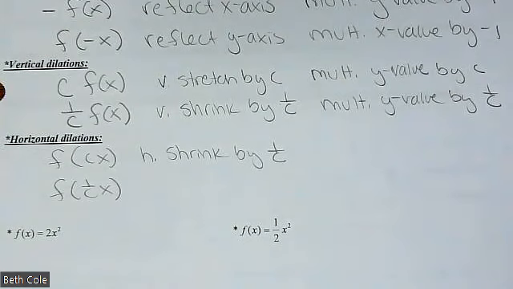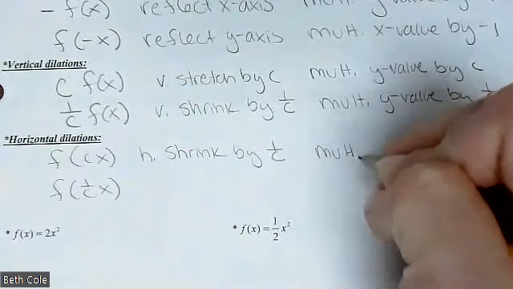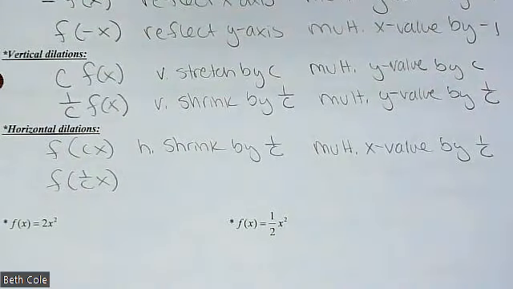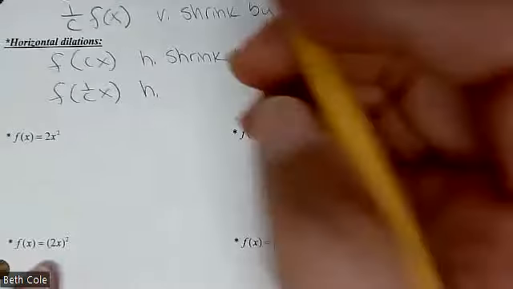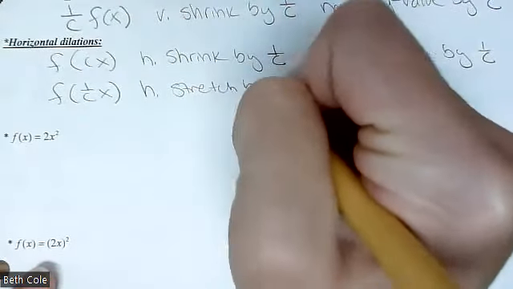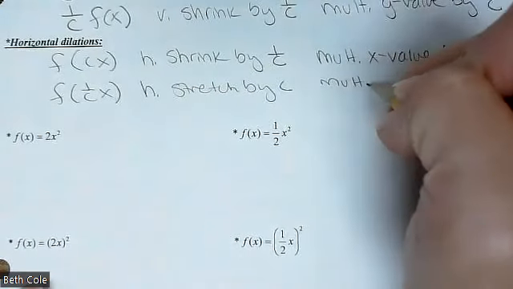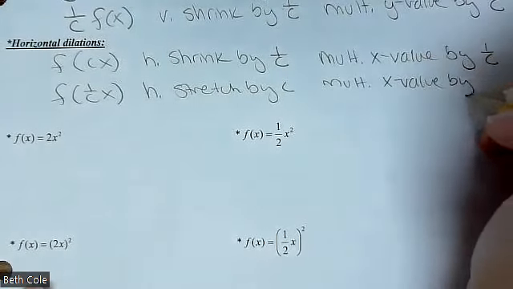Now, because it's inside, it's going to affect x. So you're going to multiply your x value by whatever that fraction is. And then the last one is exactly what we just wrote, except the opposite. It's going to be a horizontal stretch by c. Again, you're flipping it. The inside ones are kind of backwards. And you would multiply your x value by c.